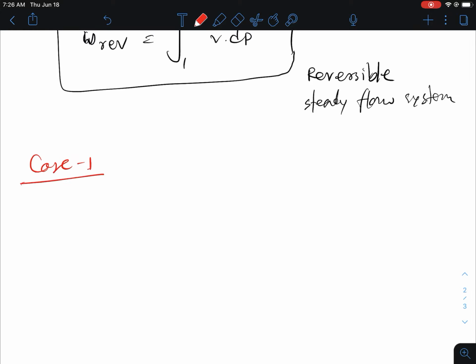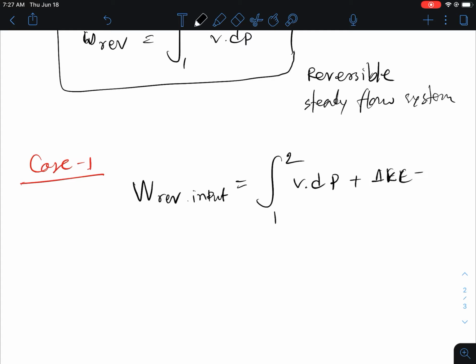So case 1 is saying that for the work input, for example, if it is a compressor or pump, those are work consuming devices, then this equation will be w reversible, internally reversible, and work input equals the integral from 1 to 2 of v dp, plus the change in kinetic energy and change in potential energy, delta pe. So this is for compressor and pump.